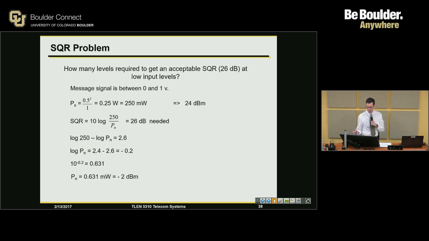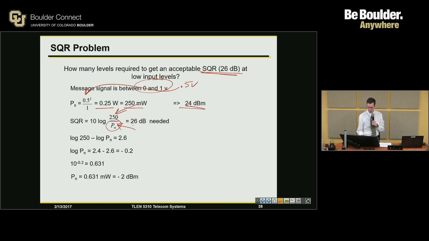This particular problem: how many levels are required to get an acceptable SQR of 26 dB at low input levels? So let's say my input level is between 0 and 1. So then my signal power is going to be 1/4 watt, because I'm at 0.5 volts there, and I take that and put that into that equation. So I get 125 milliwatts or 24 dBm, and that's that one, and I calculate what the noise power is by solving for the noise power.